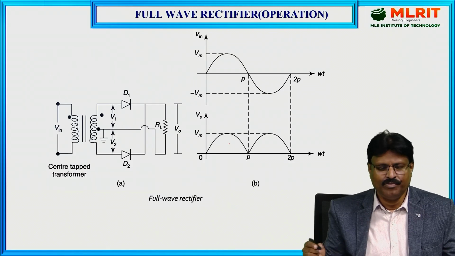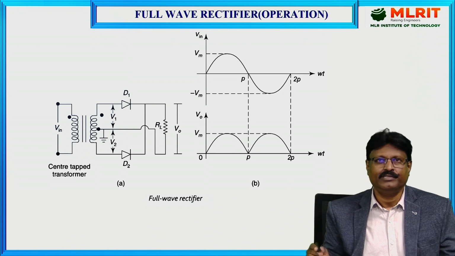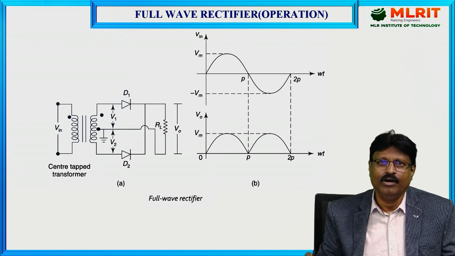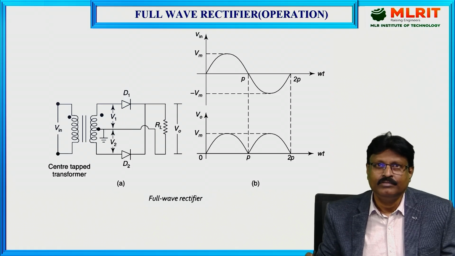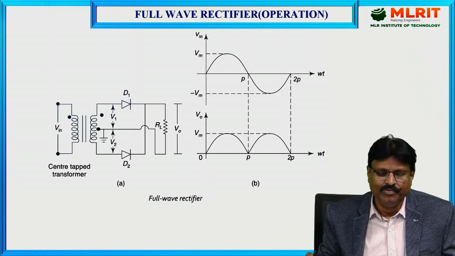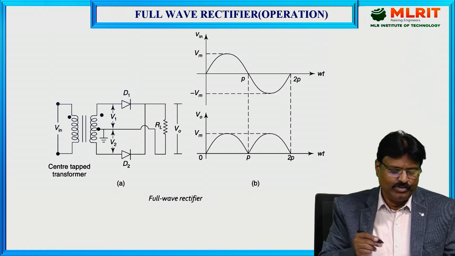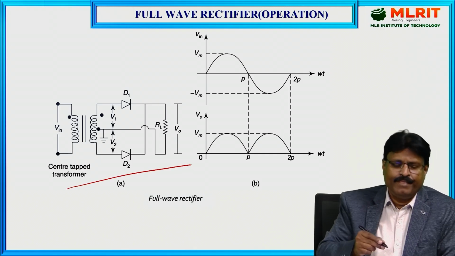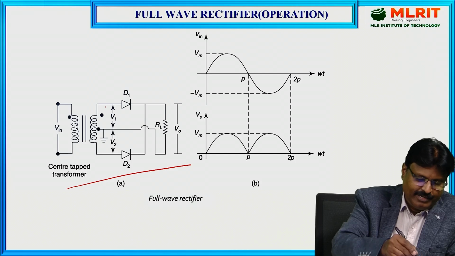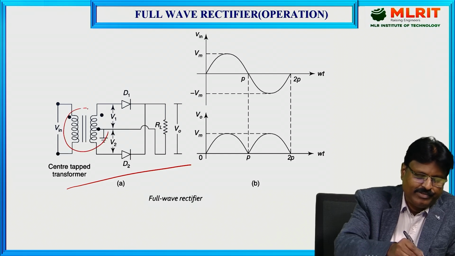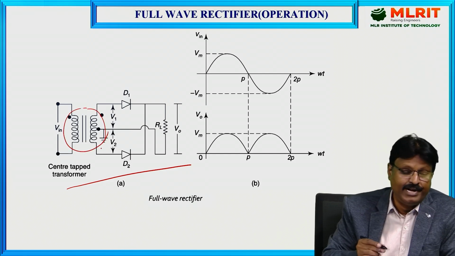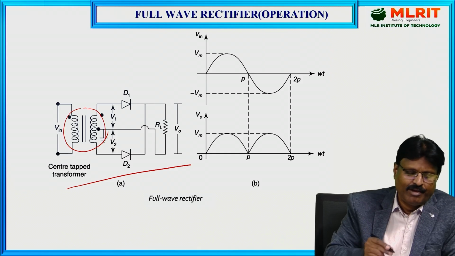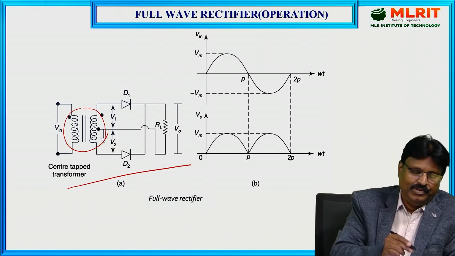So the first topic is the full wave rectifier operation. In the last class we discussed the half wave rectifier, and now we are discussing the full wave rectifier. As you can see, this is the circuit diagram, and this is the transformer. The transformer is a center tap transformer. I will be discussing the features of the center tap.